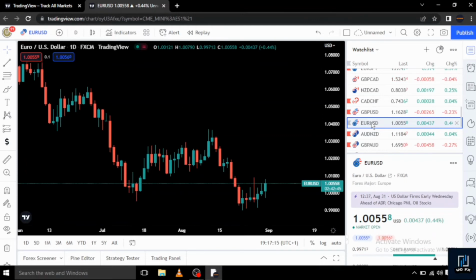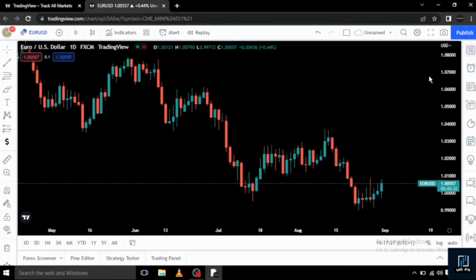So understanding that the DXY is bullish and apparently causing a bearish sentiment on the Euro USD, we should be looking for sells on Euro USD, right? So I'm going to break down this opportunity the Euro USD gave, I think last week.